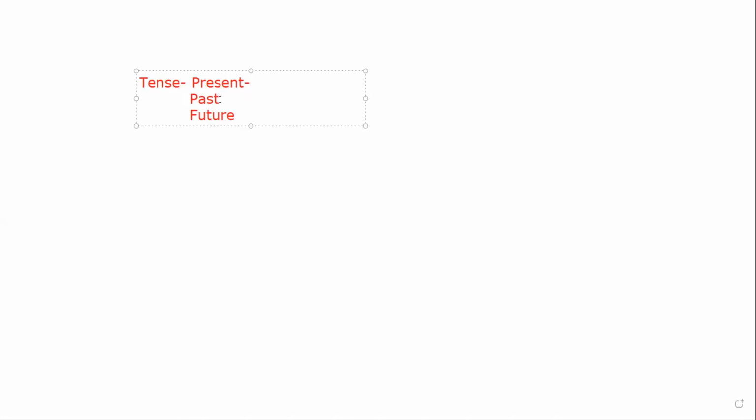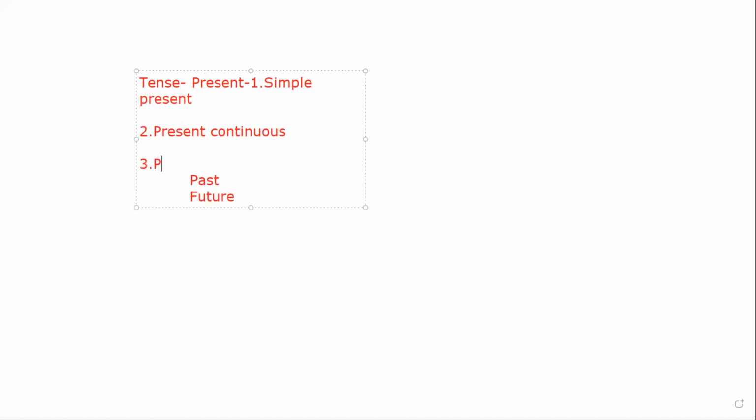Now every tense has four classifications. So present number one is simple present tense. Number two, present continuous. Number three, present perfect. Number four, present perfect continuous.